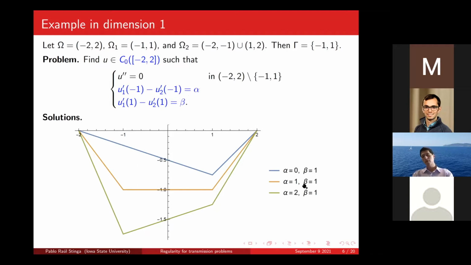So say now we keep beta equals 1 at the point 1, and let's increase the value of alpha. If alpha is 0, just a straight line. If alpha is 1, then we have the same angle as in here. And if alpha increases, alpha is 2, you have a more acute angle, okay? So this is a very simple example in dimension 1, but it tells us a lot.